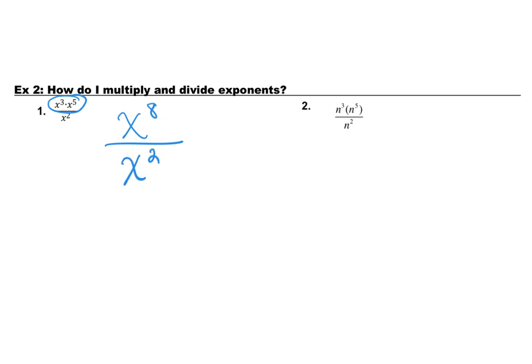And now we're just going to simplify this by subtracting the exponents. Remember, we have eight x's on the top and two x's on the bottom, and two of them cancel out, leaving us with x to the sixth power.